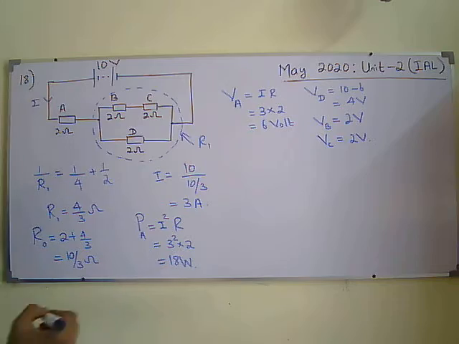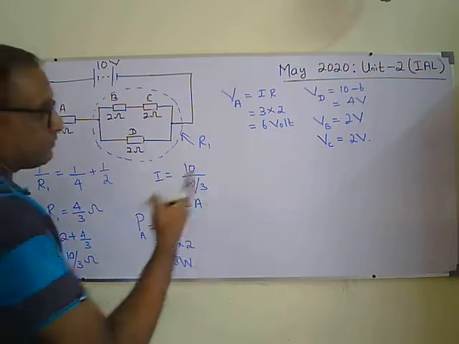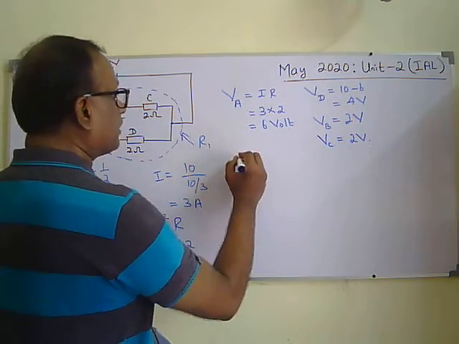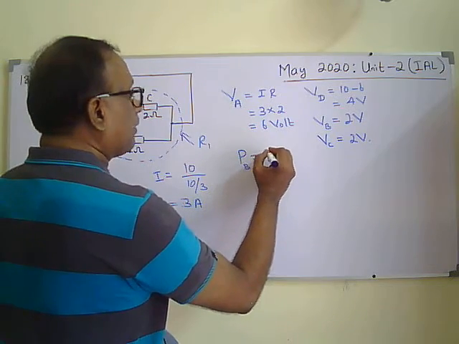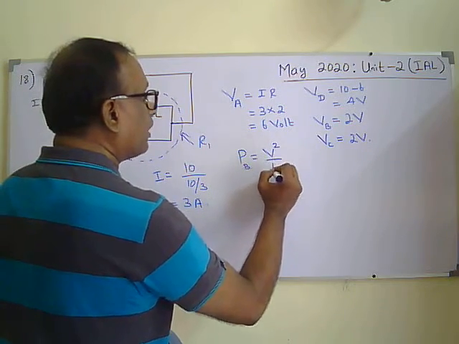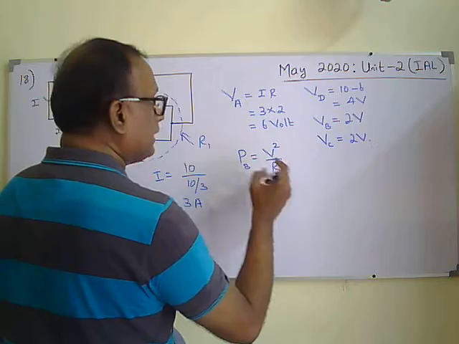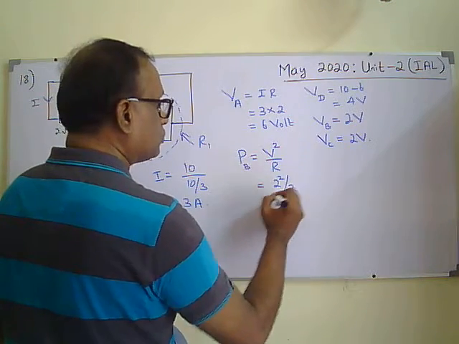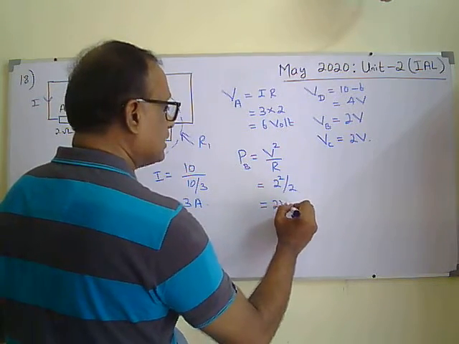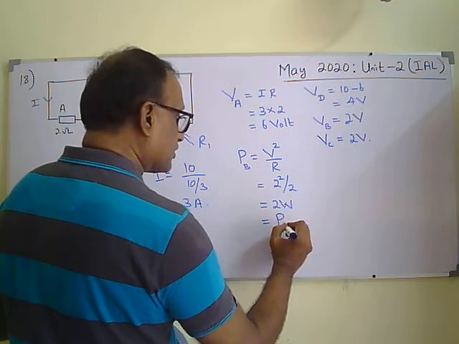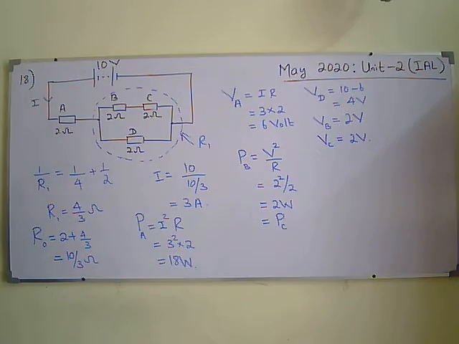Okay, so I need to find the power across B. That will be same as power across C. So power across B, I can say V squared over R. Voltage across B is 2, so 2 squared over 2, that's going to be 2 watts. That will be same as power across C also because they are identical resistors.